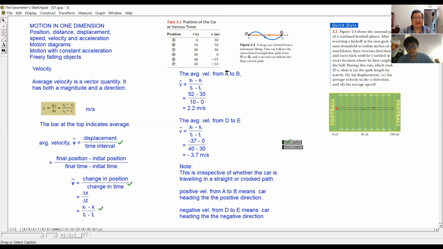So it depends. Okay, but you notice that the average velocity in the first case is positive, and in the second case it is negative. Now, why is it like that, right? Why is it like that?